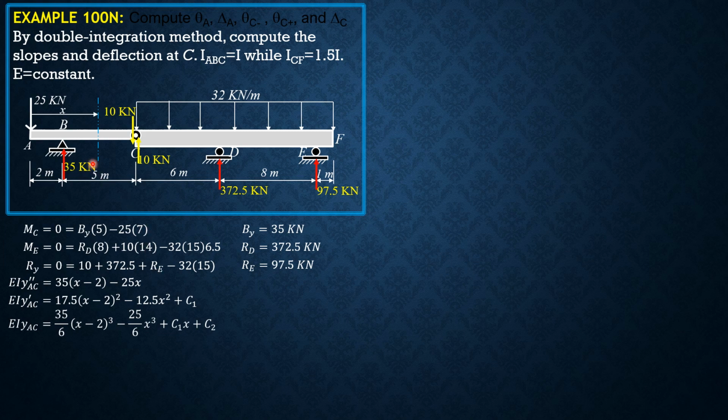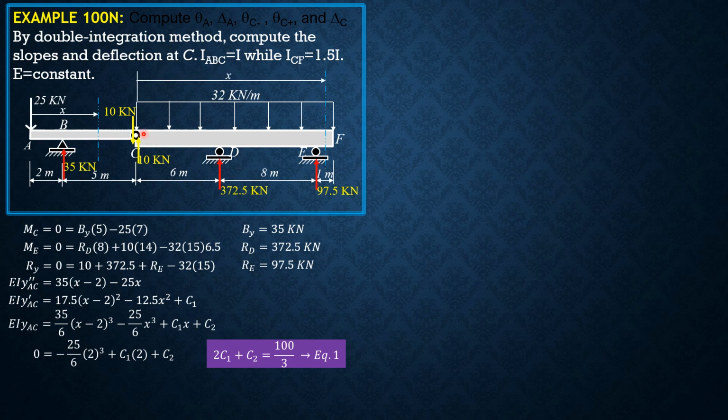So there's only one boundary condition, that is when x is 2, y is 0. Substitute here, 0 equals negative 25 over 6 times 2 cubed plus C sub 1 times 2 plus C sub 2. So establishing the first equation, 2 C sub 1 plus C sub 2 equals 100 over 3. Call that equation 1. Then for the portion CF, let's have a sectioning here. Our origin is C.